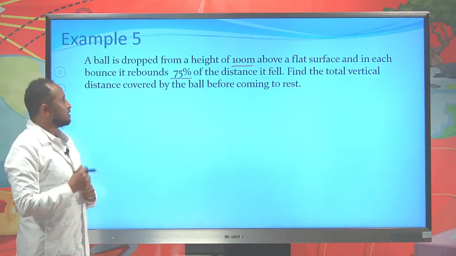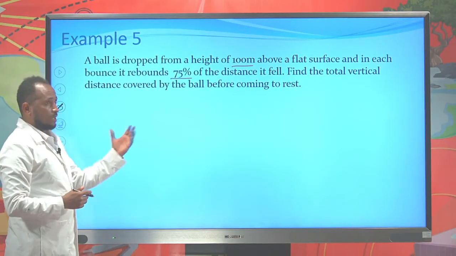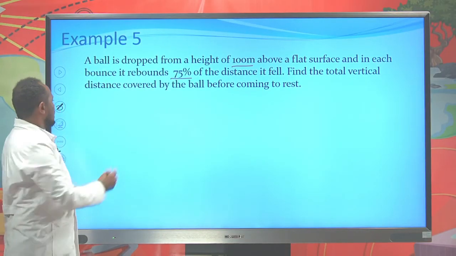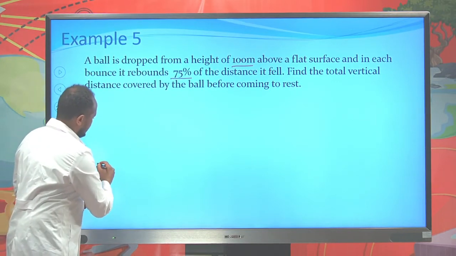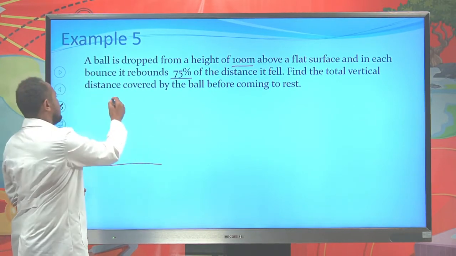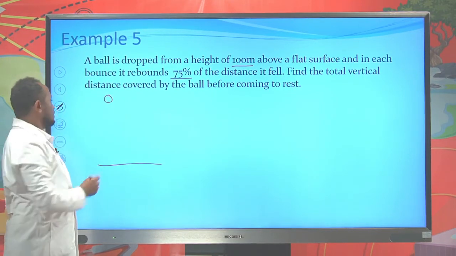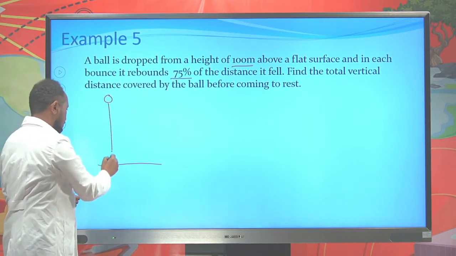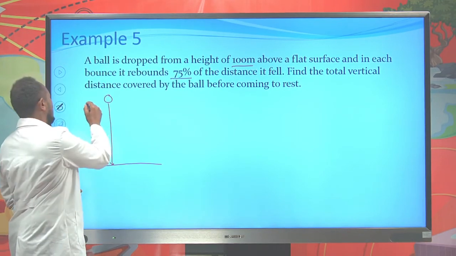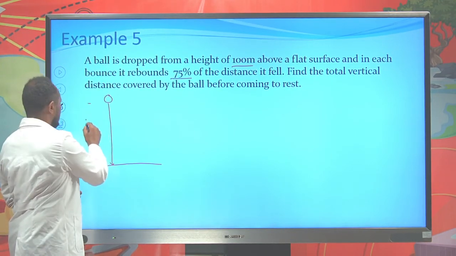Let's see this graphically or pictorially. A ball, assume this is a flat surface. A ball is dropped from this height. This height is 100 meters.